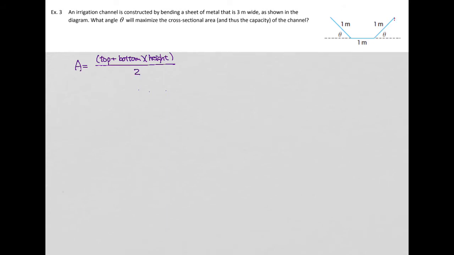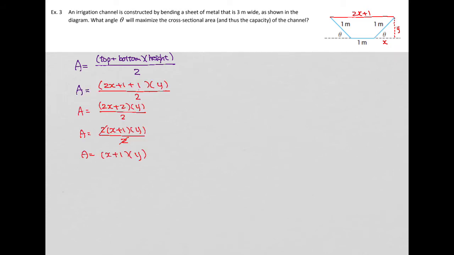Let's label the diagram. First, I draw a height. I label it y. And this side, I'm going to say that's an x. Then the top of the trapezoid can be written as 2x plus 1. And the base will be 1, the height will be y, and that's substituted into the equation. Now we will have 2x plus 1 times y divided by 2. And the first bracket can be simplified to 2x plus 2 by collecting the like terms, and we can factor out the 2, and we have a very simplified version, x plus 1 times y.